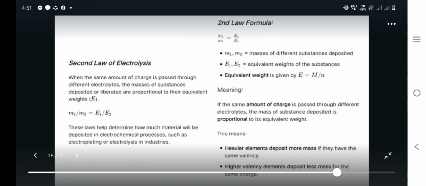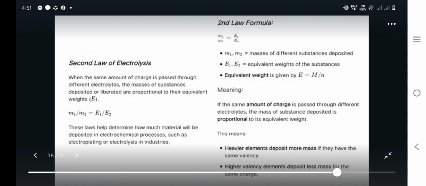So next is the second law of electrolysis. So when the same amount of charge is passed through different electrolytes, the masses of substances deposited or liberated are proportional to their equivalent weights. So M1 over M2 equals E1 over E2. These laws help determine how much material will be deposited in electrochemical processes such as electroplating or electrolysis in industry.